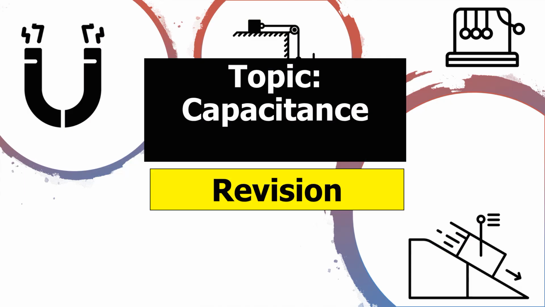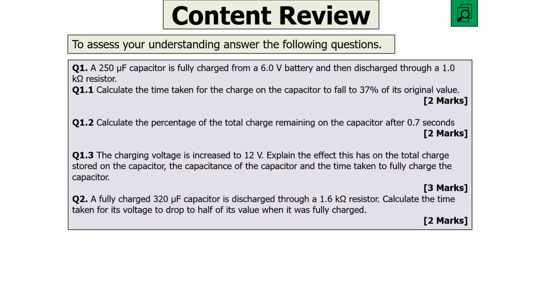Let's now have a look at the topic of capacitance. So a 250 microfarad capacitor is fully charged from a 6-volt battery and then discharged through a 1 kilo ohm resistor. Calculate the time it takes for the charge on the capacitor to fall to 37% of its original value. Then calculate the percentage of the total charge remaining on the capacitor after 0.7 seconds.